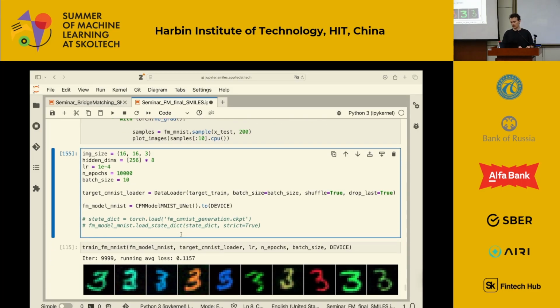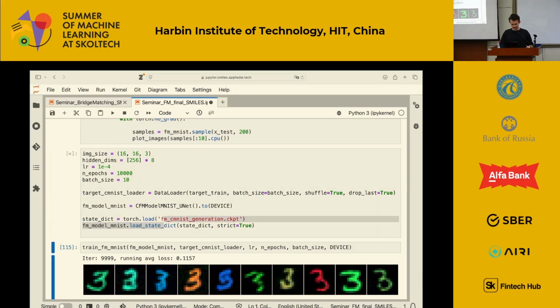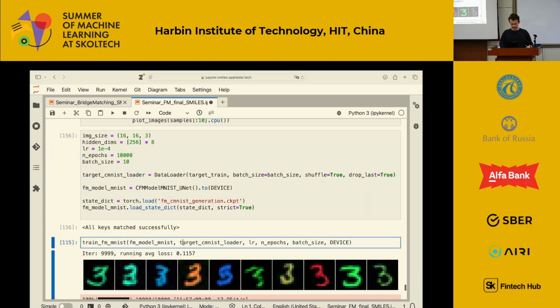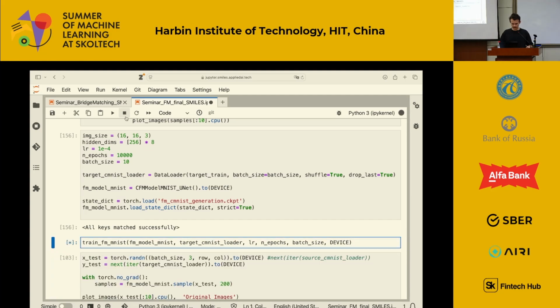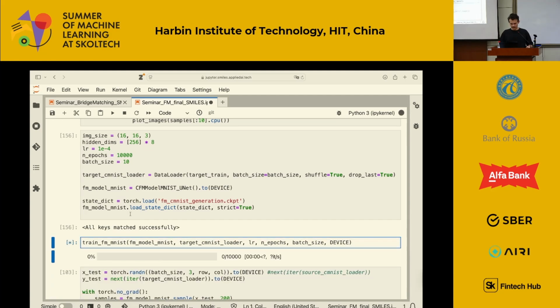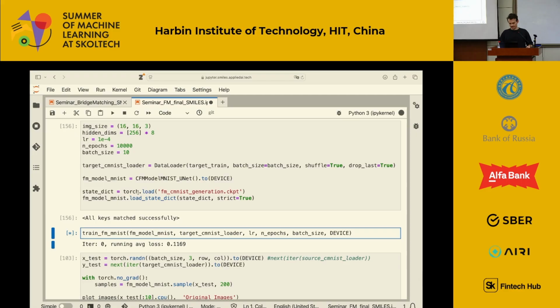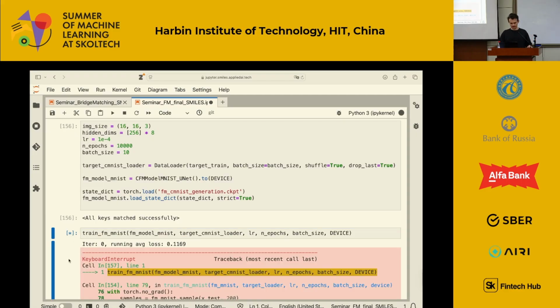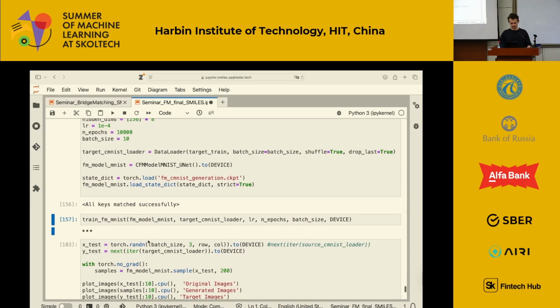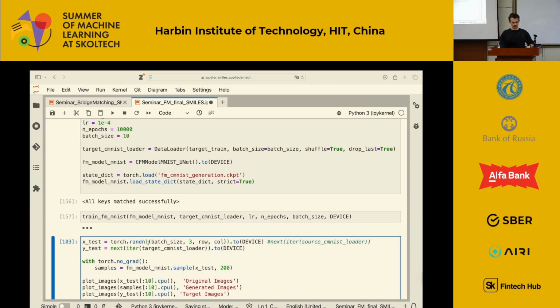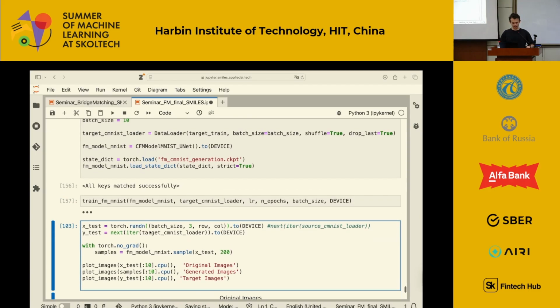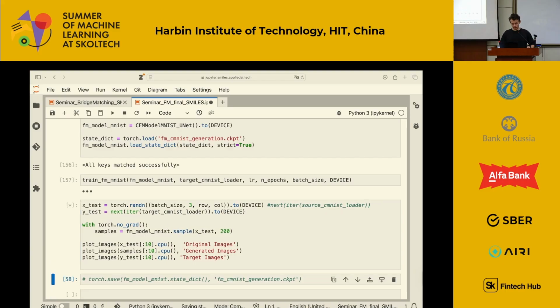However, it trains for 7 minutes, and I do not want to spend 7 minutes, so I will just load an already trained one. It's the training function. And let's take a look at some samples from the already trained model.